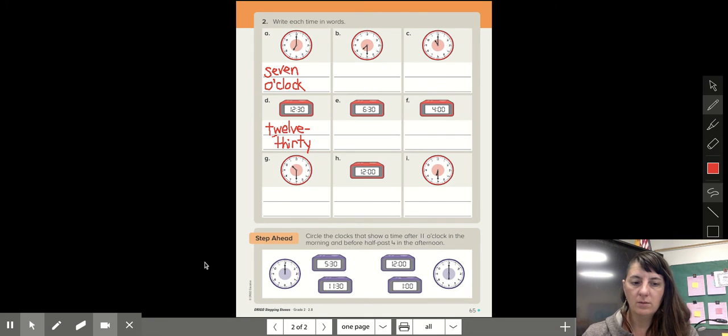All right, let's zoom out. There I am. And then for the step ahead, circle the clocks that show a time after 11 o'clock in the morning and before 4:30 in the afternoon. So you have a chunk of time after 11 o'clock in the morning, but before 4:30 in the afternoon. 4:30 is also included. So you circle the clocks that would fit in that time window, in that time frame. Okay, guys, all done.